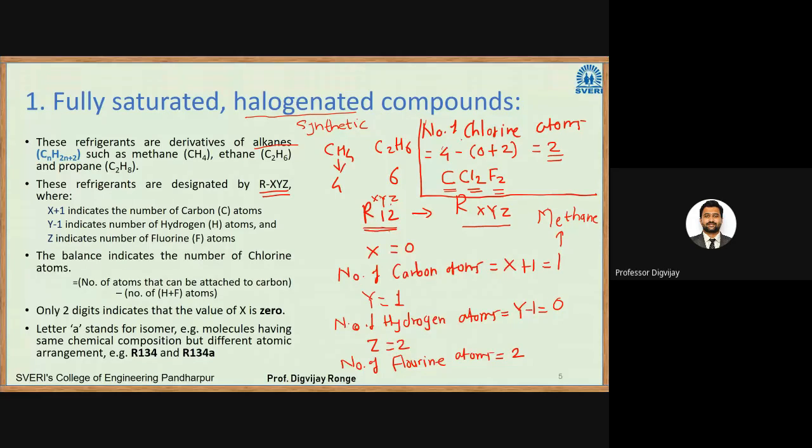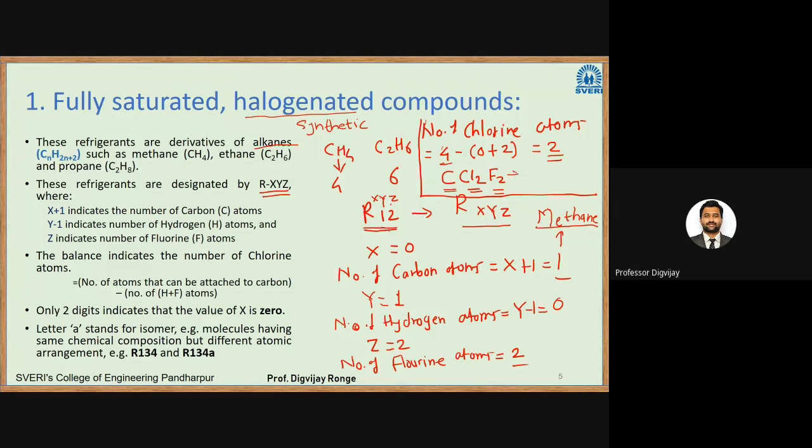So in this case, there is only one carbon, that means it is a methane base. So in methane, we can attach four hydrogens to one carbon, so that number will be 4. So 4 minus number of hydrogen and fluorine atoms, so 0 plus 2, that will be 2. So we have one carbon atom, two fluorine atoms, two chlorine atoms. So that formula will be CCl2F2.